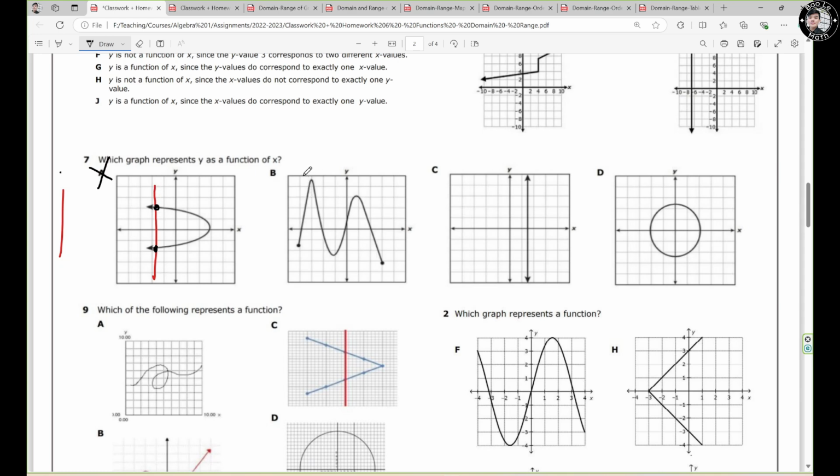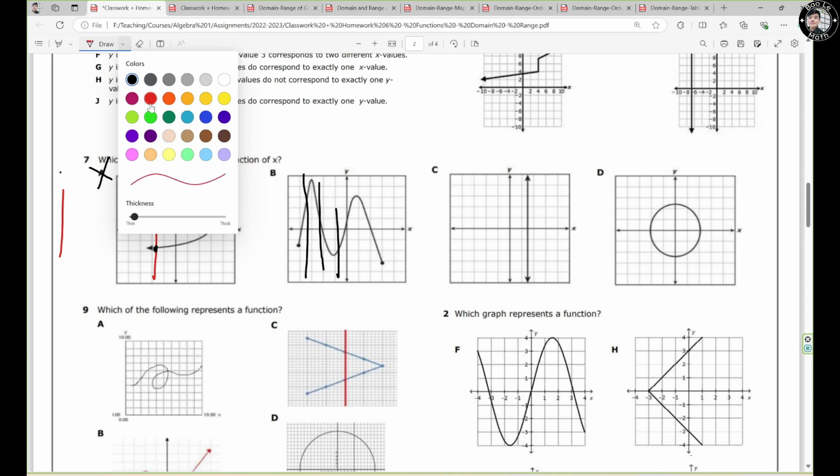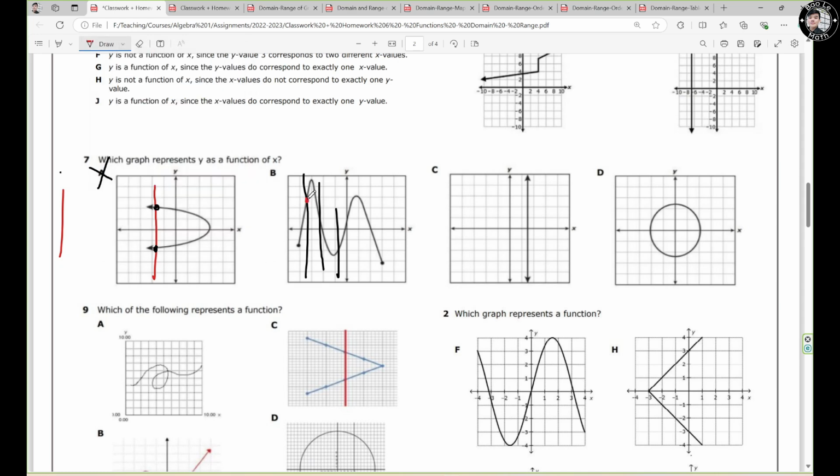Now I keep moving. So I draw a vertical line right here. I draw a vertical line right here. Draw right here. So you see that every single time I only have one intersection point between my pencil and the graph. So this is a function.